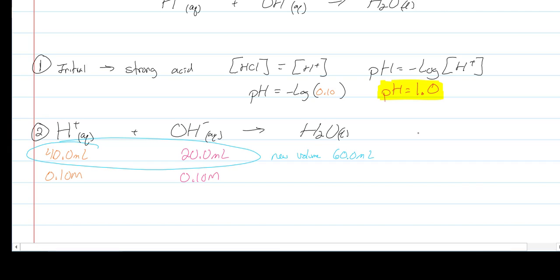Okay, so let's look. I have 40 milliliters of HCl times, for every 1,000 milliliters, 0.10 moles. So that's going to give me 0.004 moles H plus, or 4 millimoles, if you want to use millimoles, if you're good with that. If you're not, don't. 20 milliliters of NaOH, same thing, for every 1,000 milliliters of sodium hydroxide, I have 0.10 moles. That gives me 0.002 moles of hydroxide, or 2 millimoles.